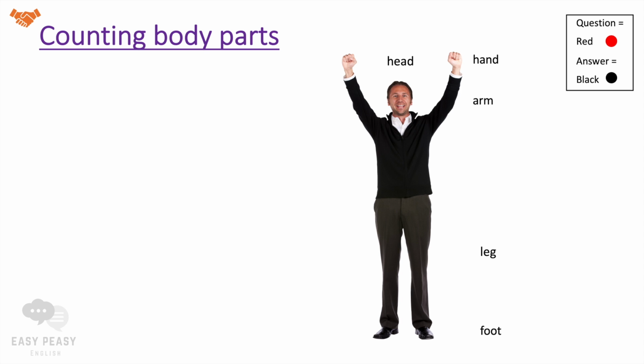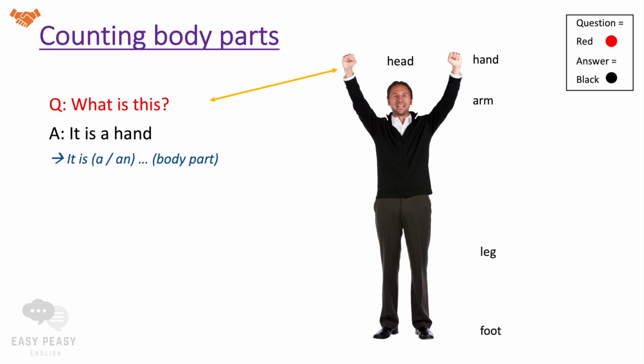So now let's count our body parts. I'm going to read the question in red and then answer in black. So we have the question, what is this? Can you try? What is this? Very good. Answer. It is a hand. It is a hand. Very good.